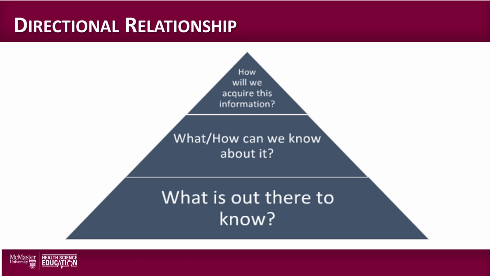First, we start out with what's out there that can be known, which narrows our options for how we can know about that thing, which further narrows our options about how we might acquire this information. So I've sort of made this pyramid or this directional relationship where ontology is on the bottom, epistemology is in the middle, and then methodology is the final piece at the top.